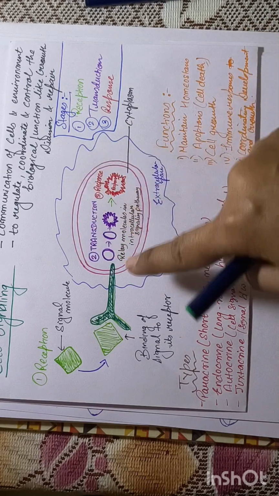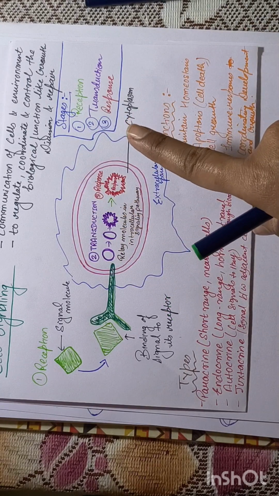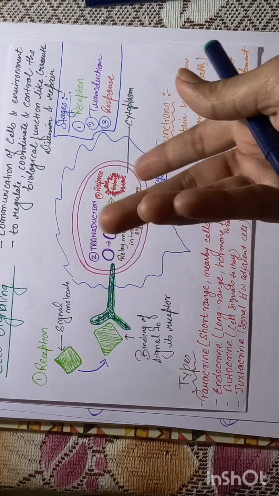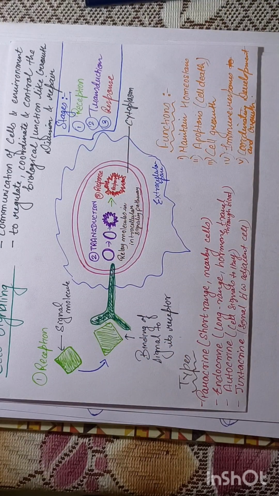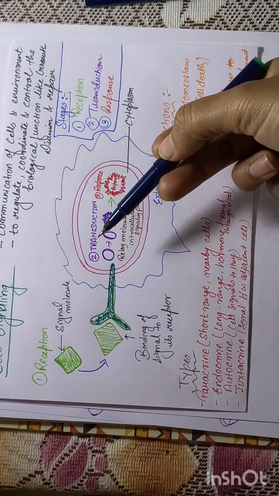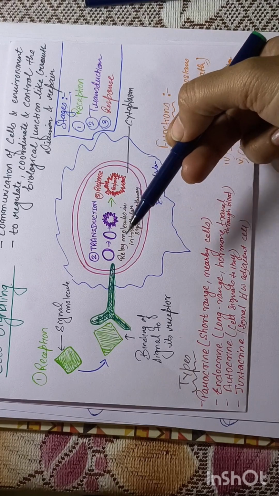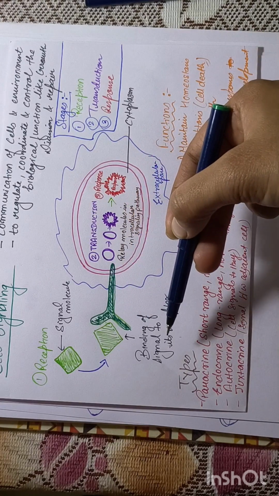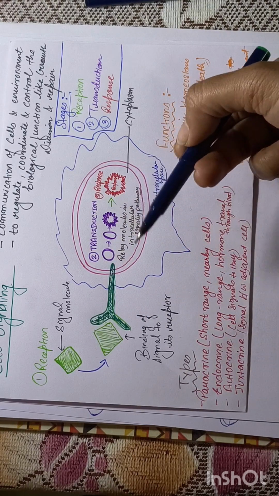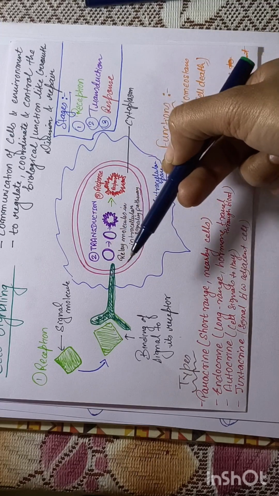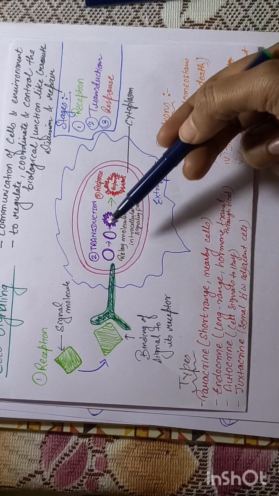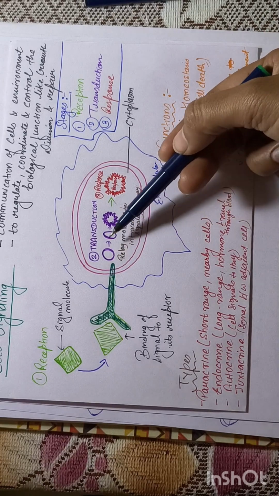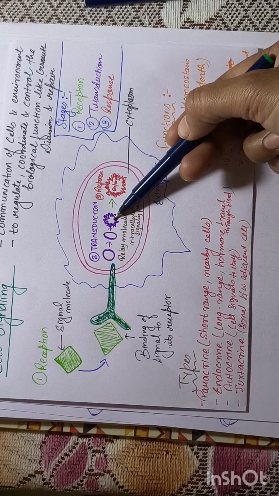So under transduction, the first step is conversion. Conversion of what? The external signal to internal signal. And how does that take place? So in the conversion step of transduction, the signal from the exterior, or the first messenger, changes the shape of the receptor, which triggers other molecular events inside the cell. You can see the shape of the receptor is continuously changing.